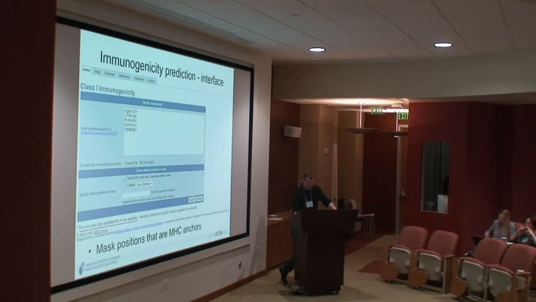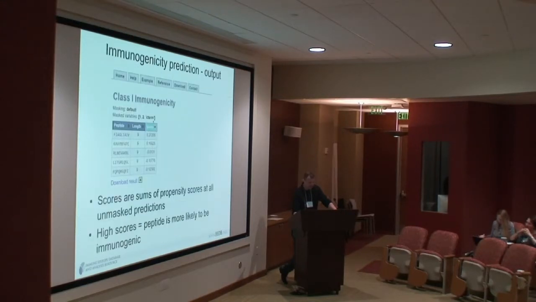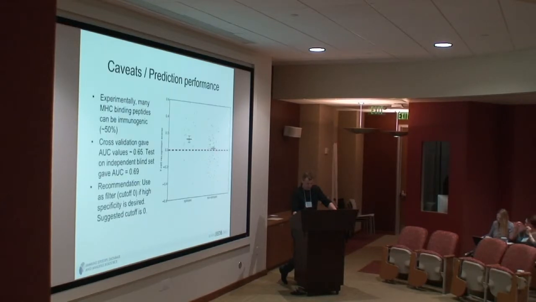So you enter your peptide sequences, and this evaluates only the residues that are not anchor residues, or not typically anchor residues for class 1 binding. Then we calculate essentially a sum of these propensity scores, which gives you an overall score saying whether the residue composition of this peptide is associated with immunogenicity. And when we evaluated that on the set of left out epitopes, this is the kind of data we're seeing.